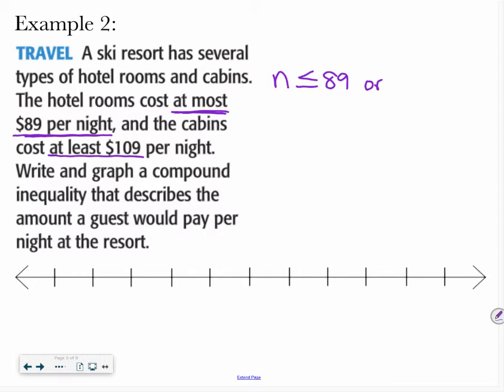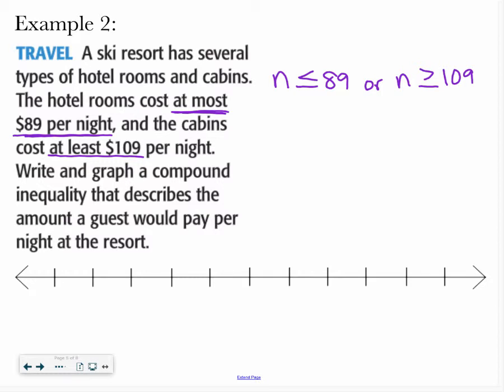Or they could rent a cabin, which costs at least $109 per night. Okay, so those would be my two inequalities. N is either going to be less than or equal to 89, or if they get the cabin, it's going to be at least $109 per night, so it's going to be greater than or equal to 109.